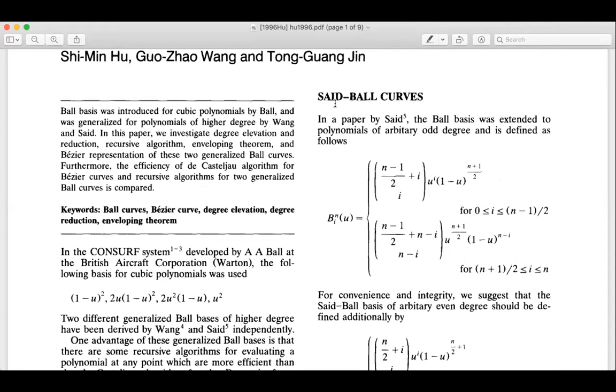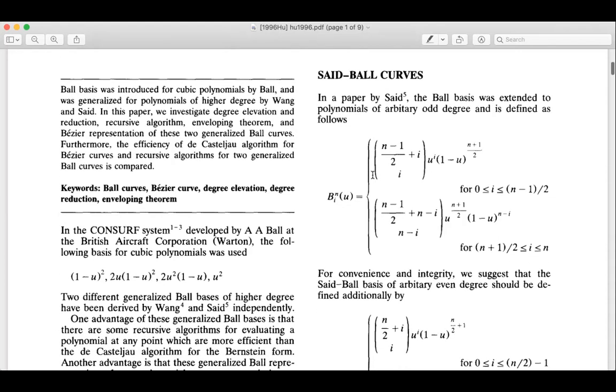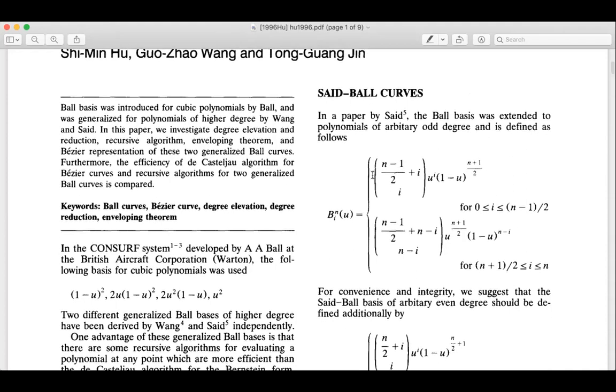But the less important will be put in front of it, to modify the noun. So this will be called the Said-Ball curve. It can be written in terms of the ball polynomial of odd degree. You can see this one is odd degree and even degree.